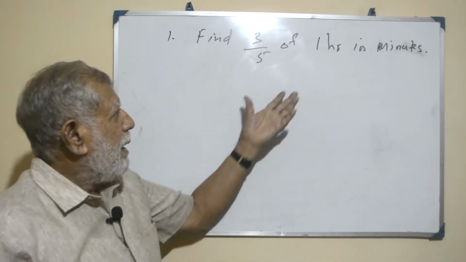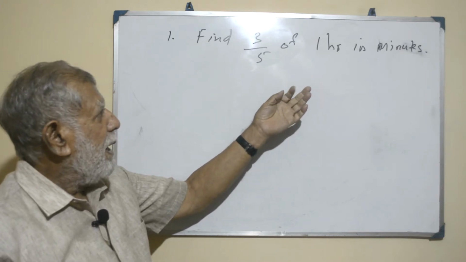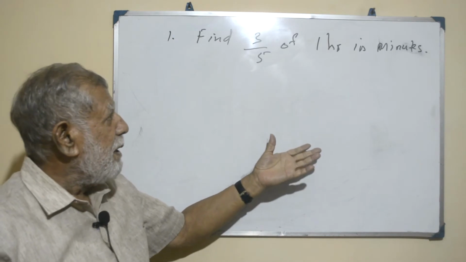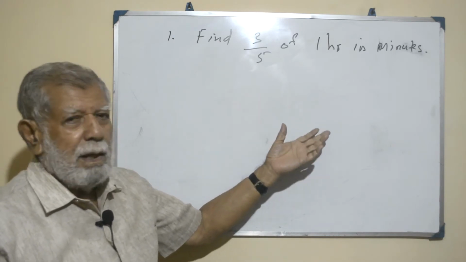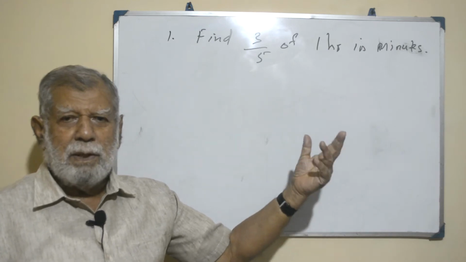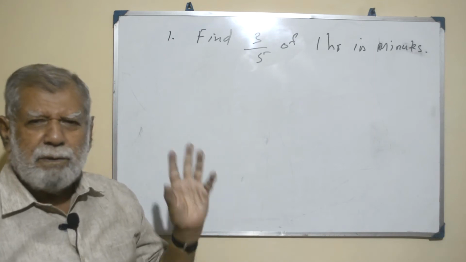Now this is the time table, the hour and minutes table. That is 60 seconds 1 minute, 60 minutes 1 hour, 24 hours 1 day, 365 days 1 year, 366 days 1 leap year. Like that, if you can't remember, you can write down and memorize. You have to memorize this.